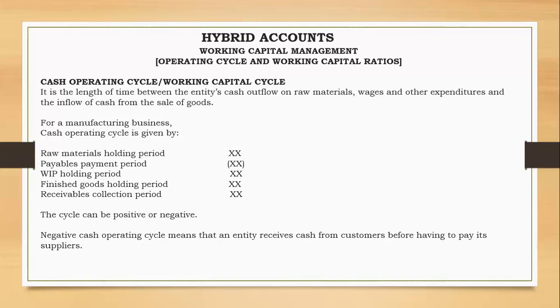So if the cash operating cycle is positive, it means that you have to pay the suppliers for raw material, wages, and other expenditure before receiving cash from customers. That means you should be ready. You should have some other forms of financing current assets, let's say from long-term sources, because it will reach a point where you will be obliged to pay the suppliers while you actually have not yet received the cash from your customers.